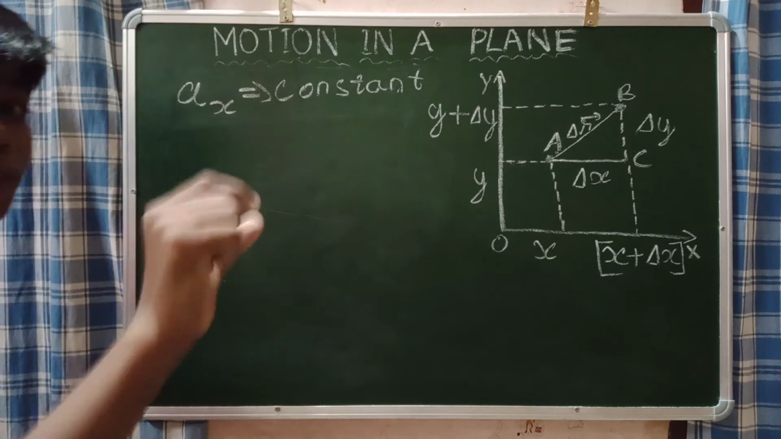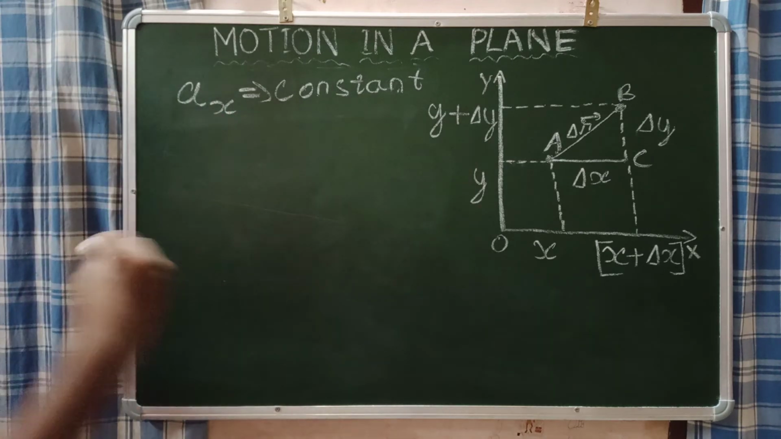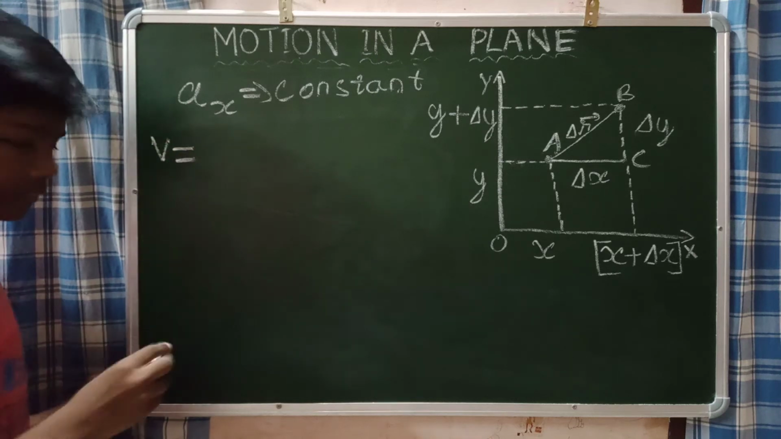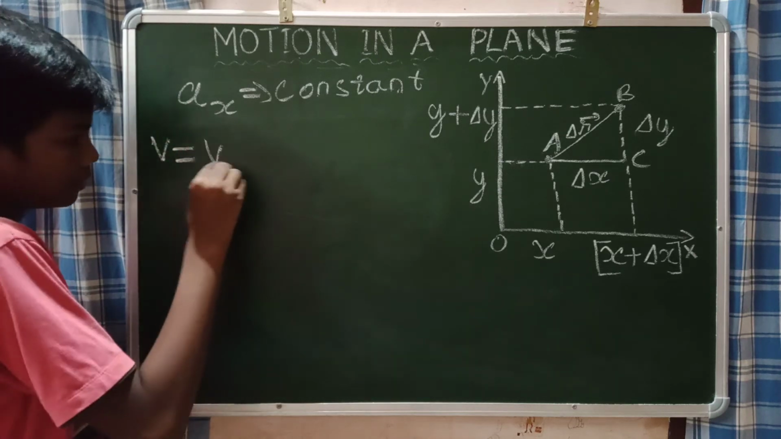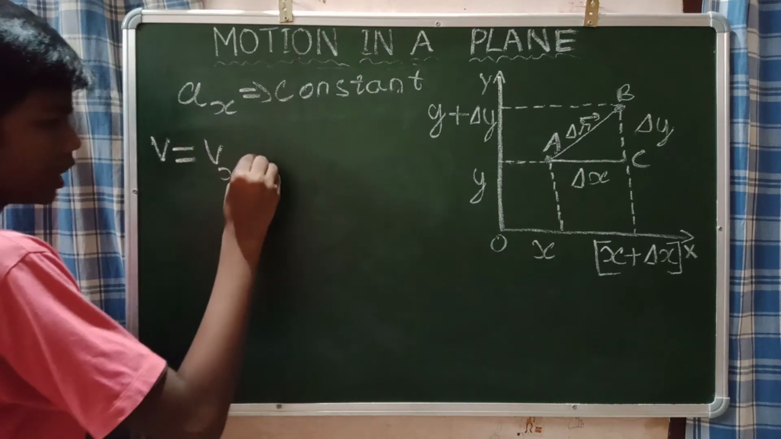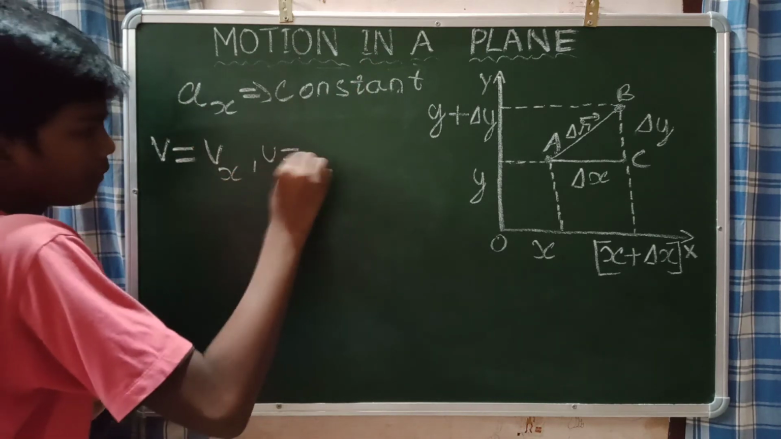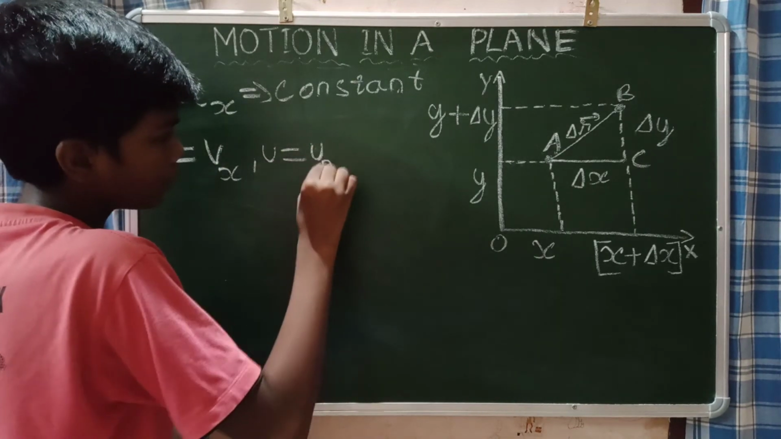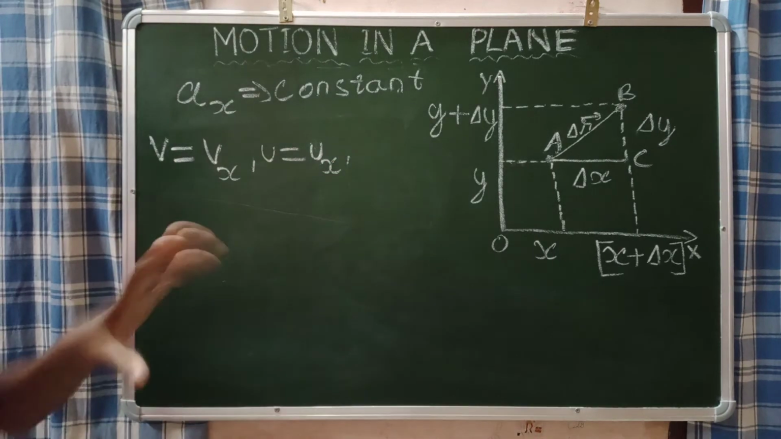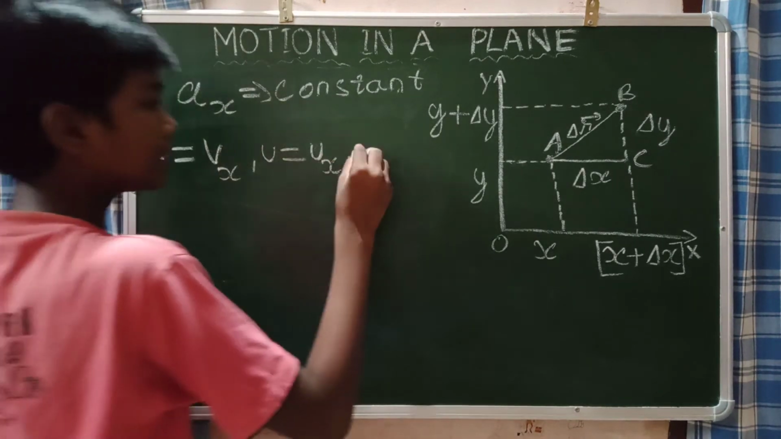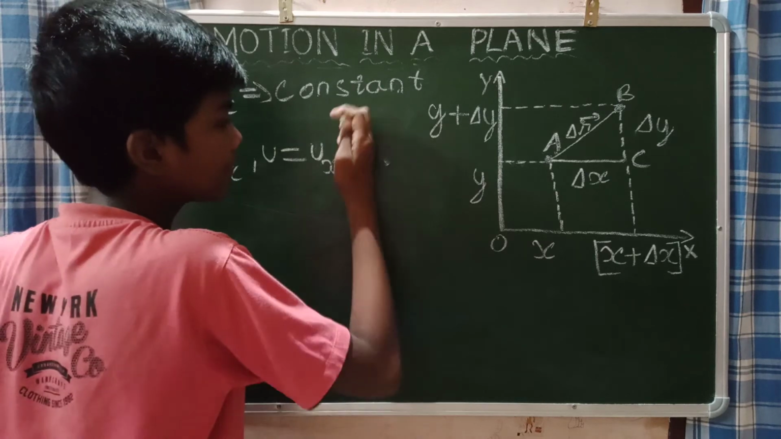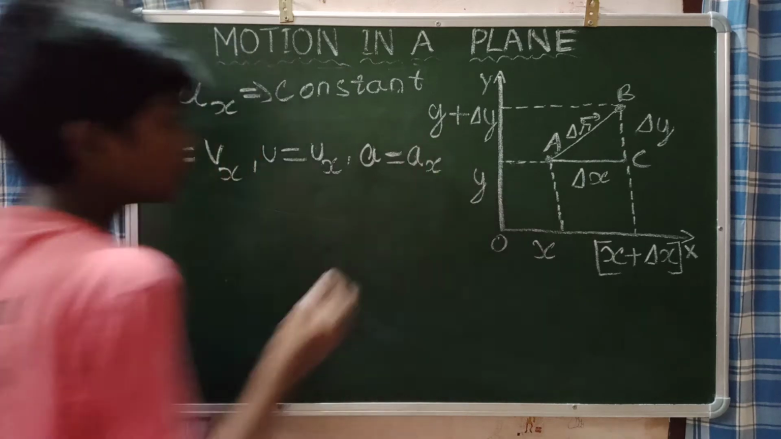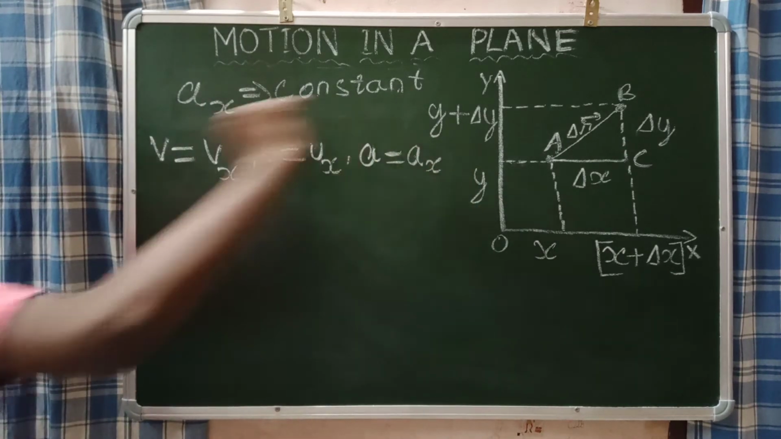Now we are looking at the x component, and I will tell you the different parameters. What will be the velocity based on the x component? That will be v of x. What will be the initial velocity of the particle based on the x component? That will be u of x. And the acceleration, which is constant, will be a of x. These parameters are based on the x component.